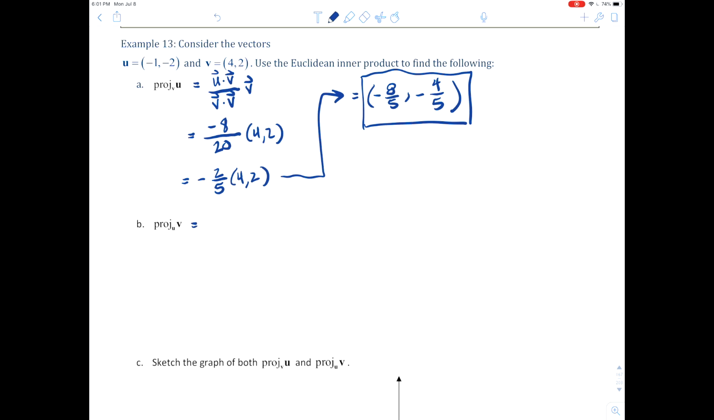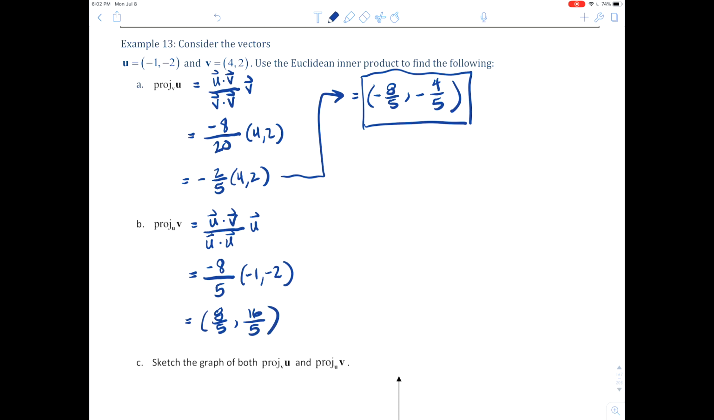Now let's take a look at the orthogonal projection of V onto U. So you'll still have the dot product of U and V, but now it's going to be divided by the dot product of U with itself times U. So we'll still get a -8 here. The dot product of U with itself is going to be 1 plus 4, which is 5. And then the vector U is -1, -2. So we'll end up with the vector 8/5 and 16/5.